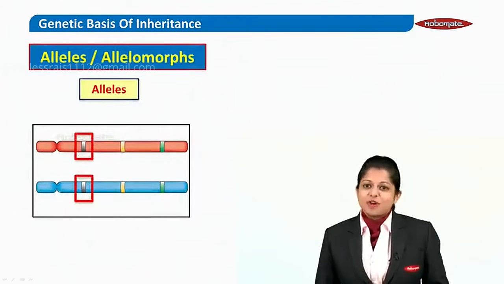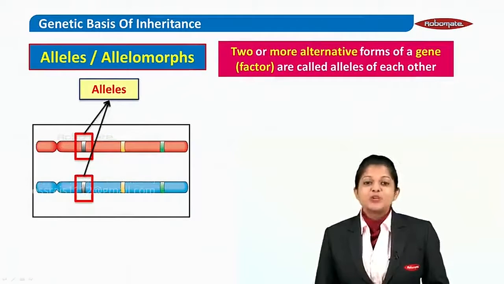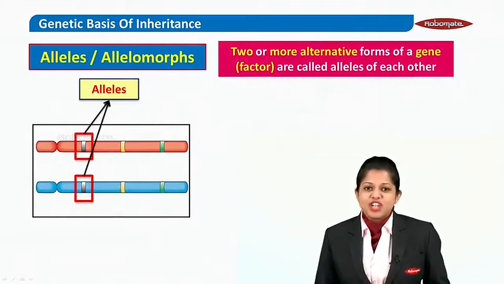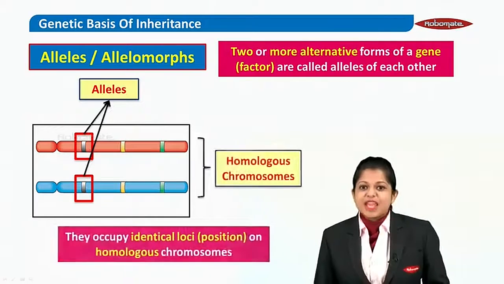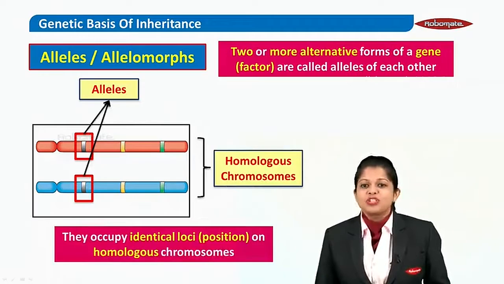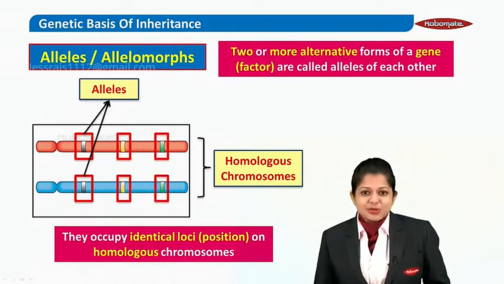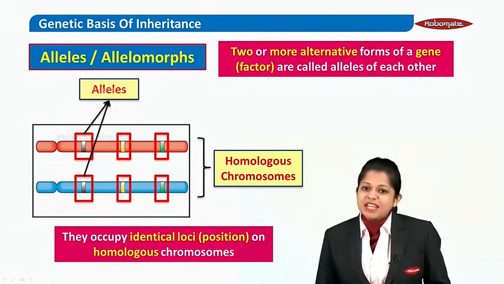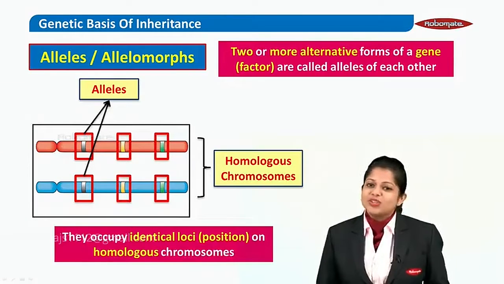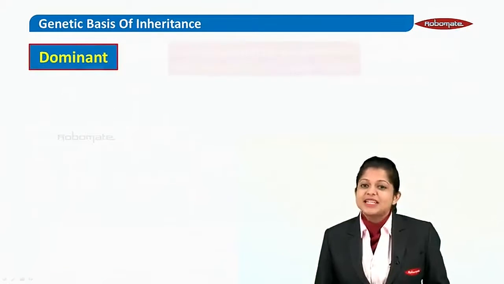Let us now see what are allelomorphs or alleles. They are nothing but two or more alternative forms of a gene or factor. They occupy identical loci or positions on the homologous chromosomes, as we see in this particular image. Similarly, the yellow as well as the green region are nothing but allelomorphs and occupy the same location on the homologous chromosomes. So now let us see what is dominant allele.